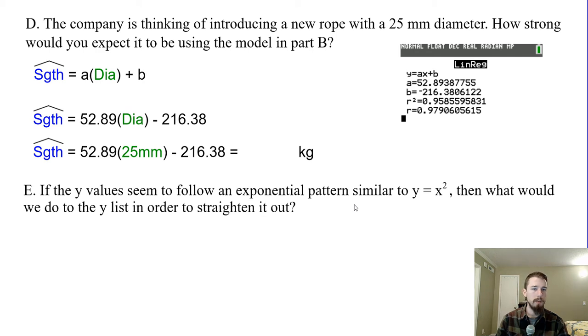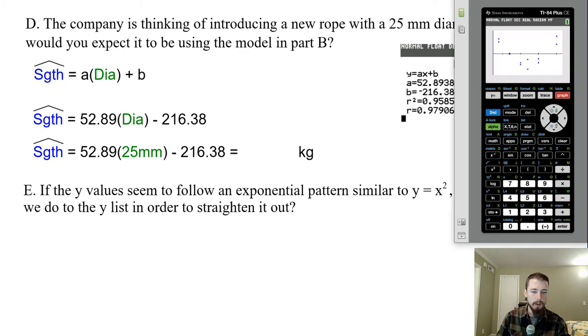How strong would you expect it to be using the model in part B? From our linear regression, we have our slope, A, and our y-intercept, B. We're predicting the strength, so strength hat is equal to A times the diameter, which is our explanatory variable. We put in the values of A and B from our linear regression, and we want to evaluate it at 25.